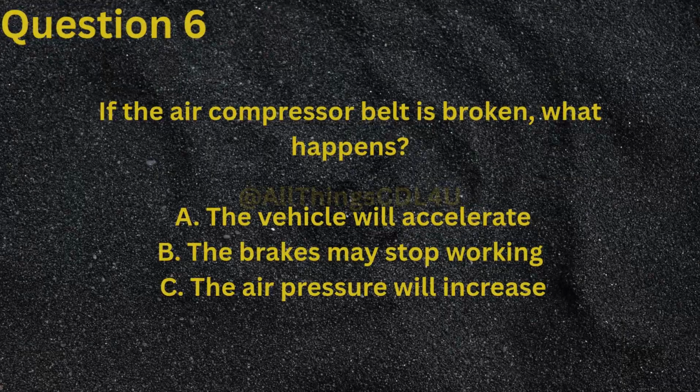If the air compressor belt is broken, what happens? A. The vehicle will accelerate. B. The brakes may stop working. C. The air pressure will increase. B. The brakes may stop working.